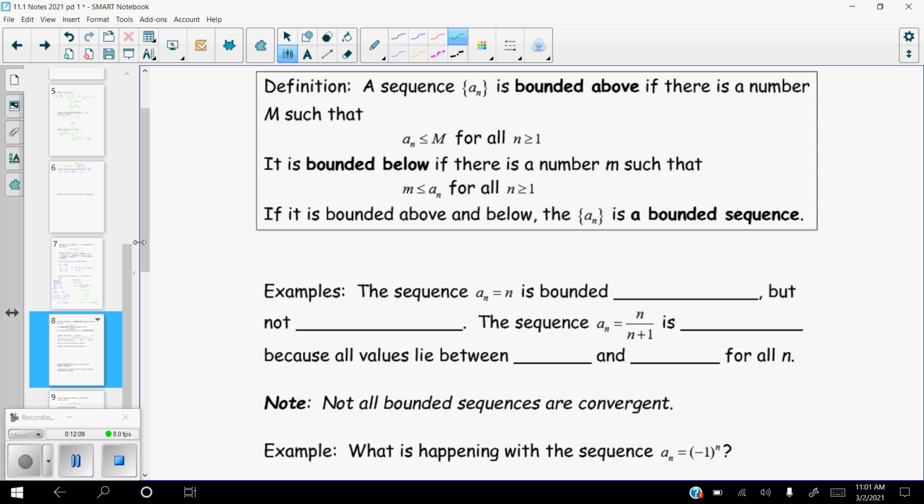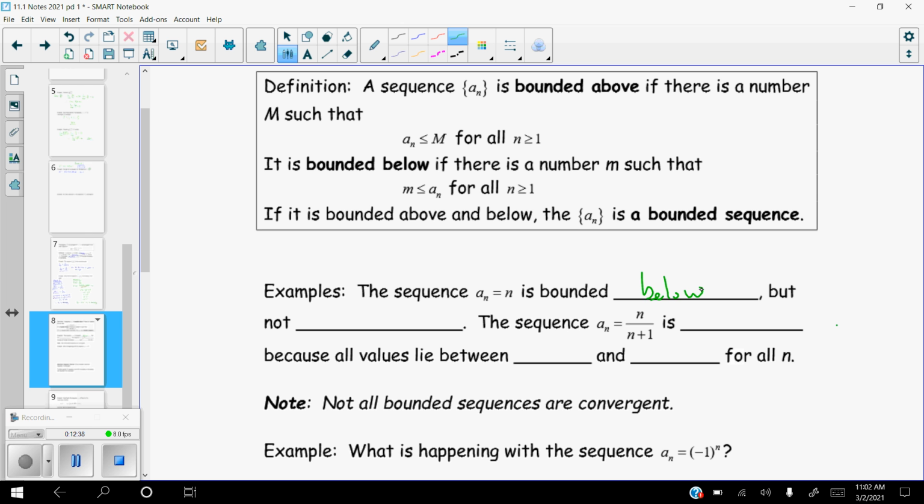So let's go ahead and look at this example. The sequence a sub n equals n. So literally the sequence is just defined by n. Is bounded below. Because if you think about it, a sub 1 is 1, a sub 2 is 2, a sub 3 is 3, and so on. There is no value less than 1 that we can use.